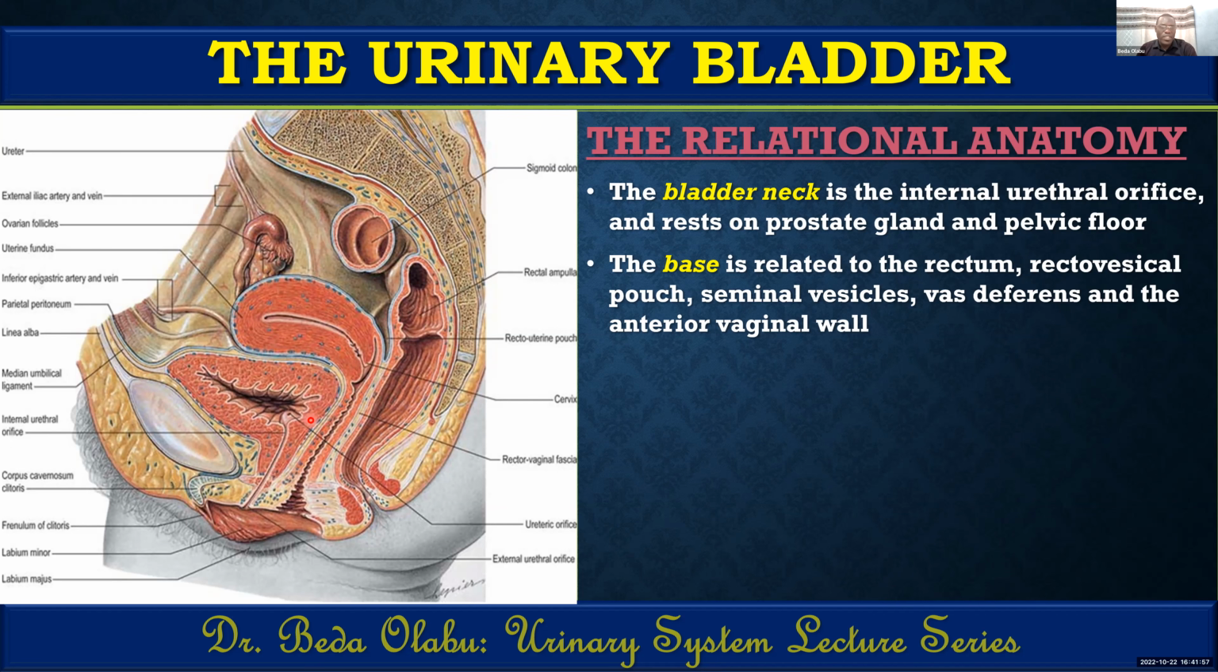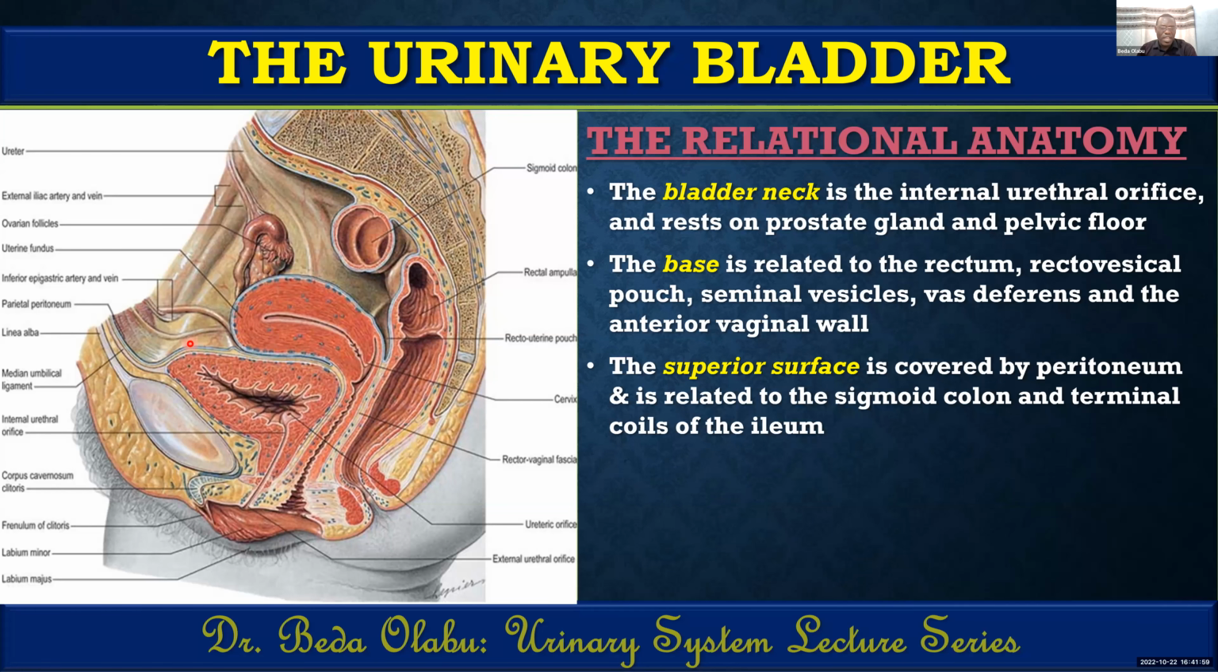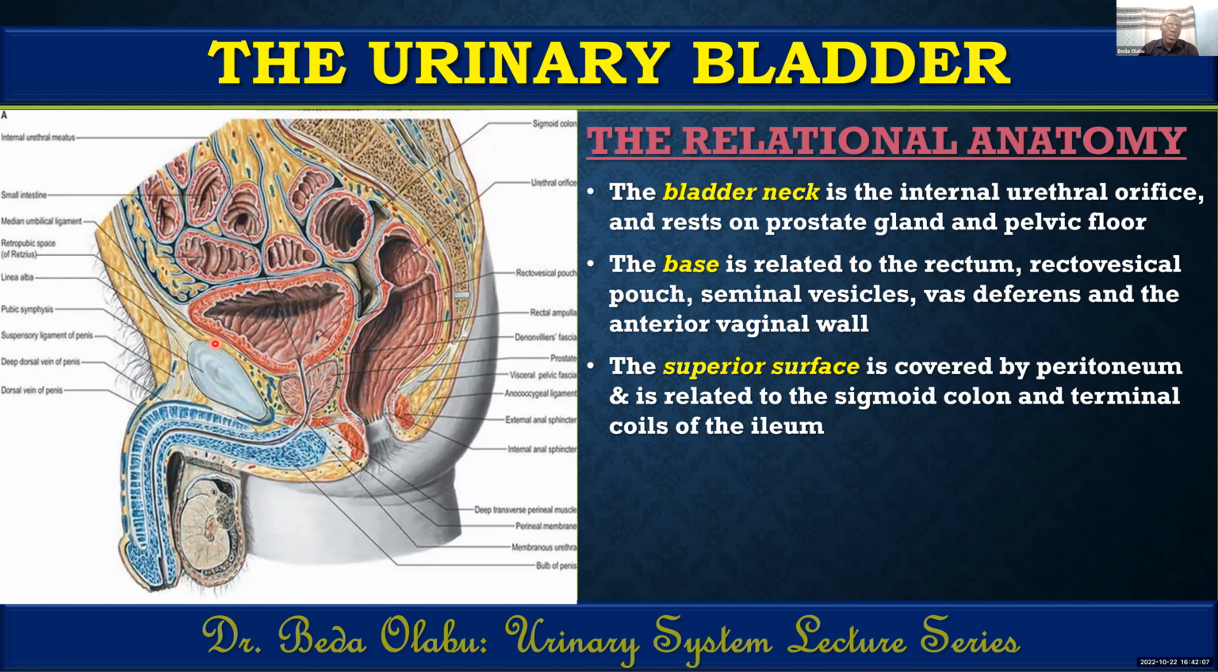The superior surface of the urinary bladder, which is up here, is usually covered by peritoneum, as you can see, and is importantly related to the sigmoid colon. So the sigmoid loops usually make folds over the urinary bladder, and the coils of the terminal ileum, the last segments of the ileum, also fall over the urinary bladder superior surface.